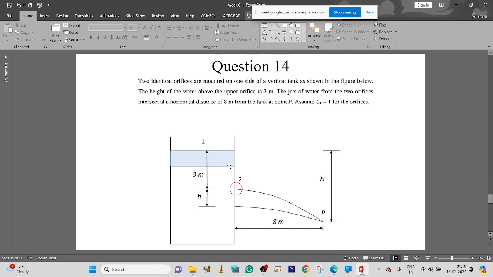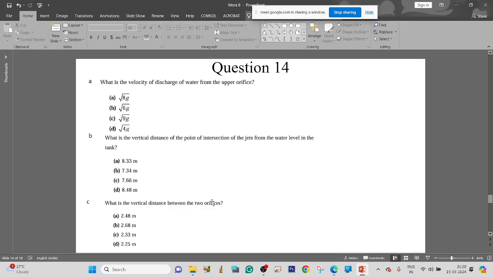Applying Bernoulli's equation between the top water level and the lower orifice, that means point 2 will be this one. If we apply this, again U2 square is equal to 2g times H plus 3. So h is equal to 2.33 meter. So this is the distance between them, 2.33 meter, that means option C.